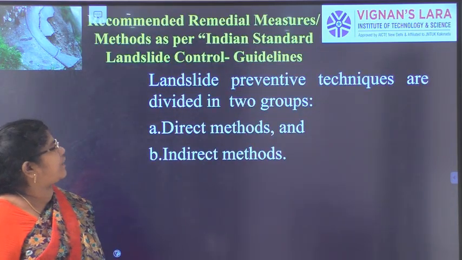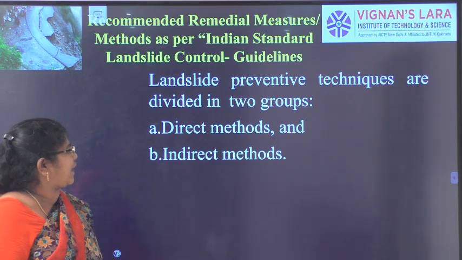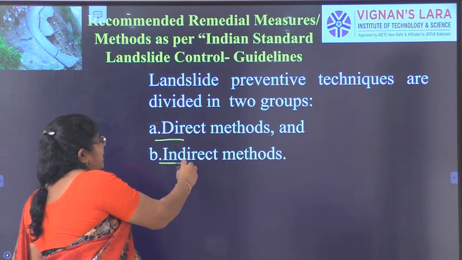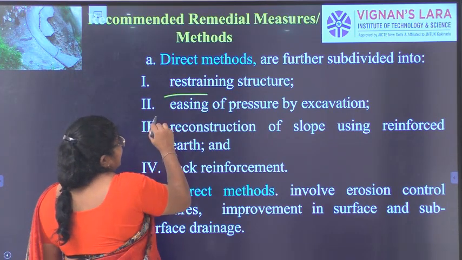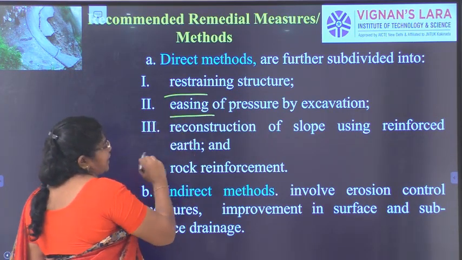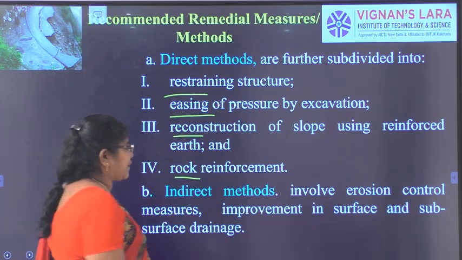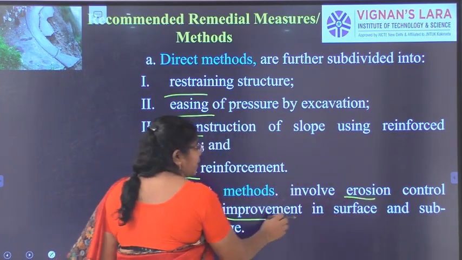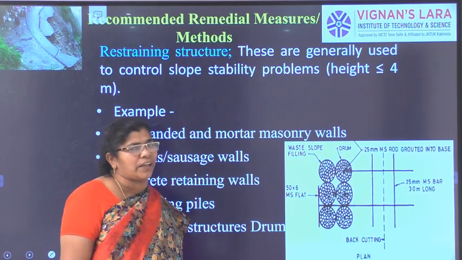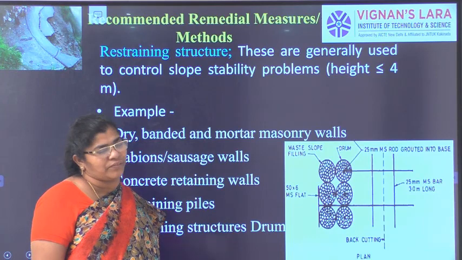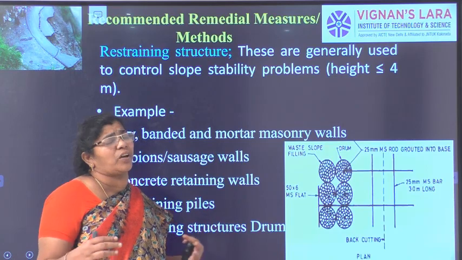Okay. So the next one, it is IS code. What it tells about the landslide control measures guidelines. One is a direct method. The next one is an indirect method. The direct method is the restraining structure, easing of pressure, excavation, reconstruction of slope, rock reinforcement. In the indirect method, erosion control, then improvement in surface and subsurface drainage. Almost you can see here repeatedly it is talking about the vegetation, erosion, subsurface drainage, cross drainage, because these are the places where the water will be clogged if it is not proper, right?